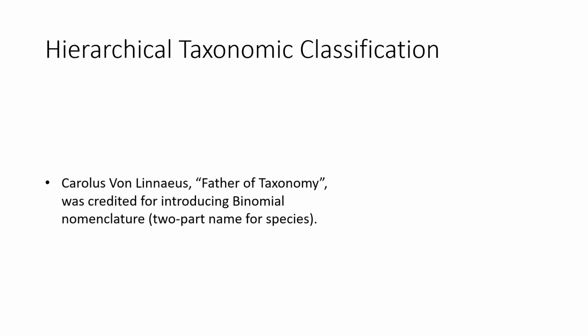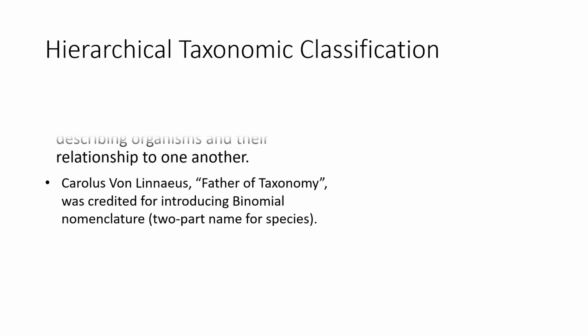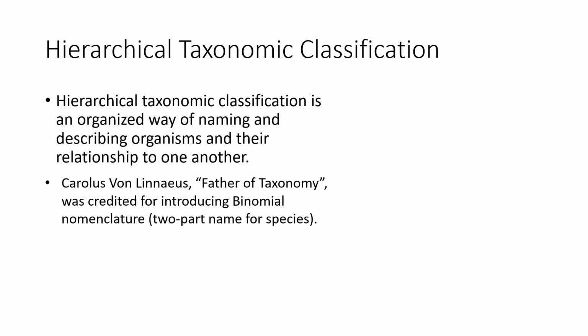Hierarchical taxonomic classification was introduced by Carolus von Linnaeus. Because of that, he is known as the father of taxonomy. And aside from that, he was also credited for introducing binomial nomenclature, a two-part name for a species, also known as the scientific name. Hierarchical taxonomic classification is an organized way of naming and describing organisms and their relationships to one another.